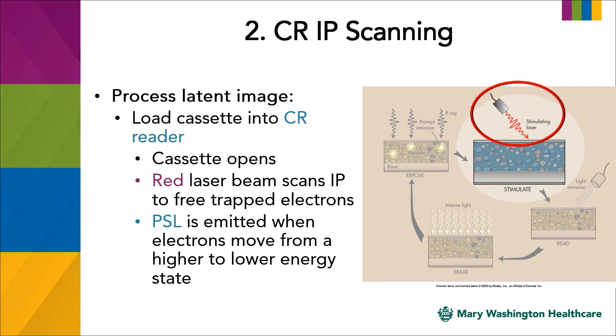Then we're going to process the latent image by loading the cassette into the CR reader. When the cassette opens, the imaging plate comes out and we have a red laser beam that's going to scan the imaging plate to free the trapped electrons. Then we're going to have a PSL, which is the photostimulable luminescence or light, which is the blue-violet color, and it's emitted when electrons move from a higher to a lower energy state.